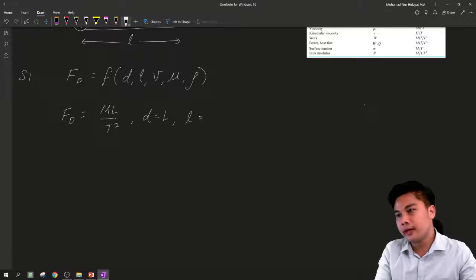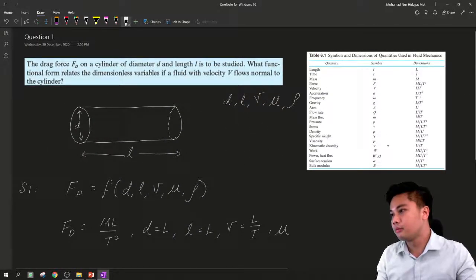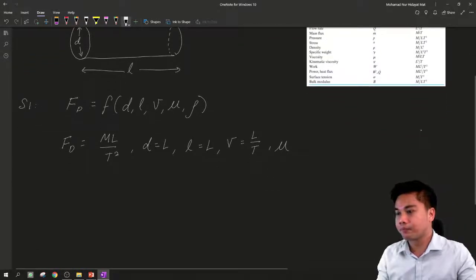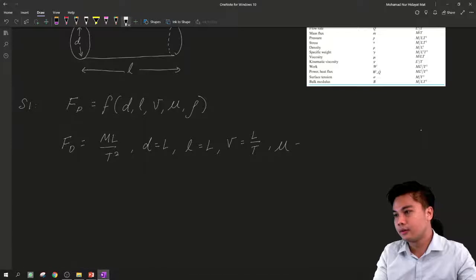The length also refers to L, and the velocity V is L per time, L over T. And mu, you can see directly from the table, is viscosity, which is M over LT. And lastly rho, which is mass over volume, M over L cubed.